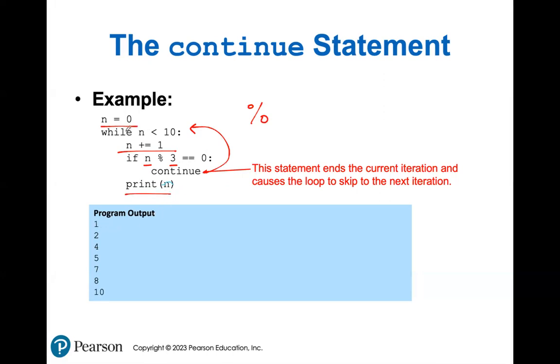So the only values from 0 to 10 that are going to satisfy this condition right here are going to be 3, 6, and 9. And as you can see here, the list of these items does not include 3, 6, and 9. So we have 1, 2, then 3 is skipped, 4, 5, 6 is skipped, 7, 8, and then we skip 9. And that only happens because we have the continue statement right here. So the print n statement is never reached. That's the only difference between your regular iteration and your continue iteration.